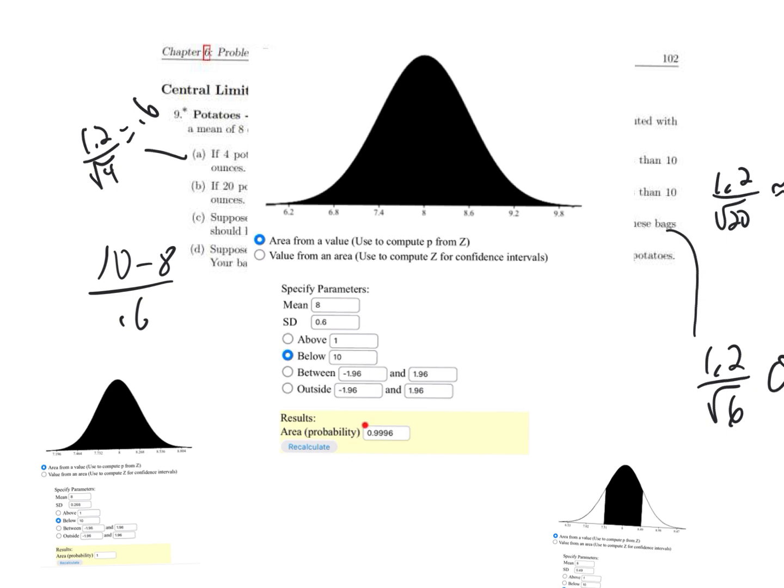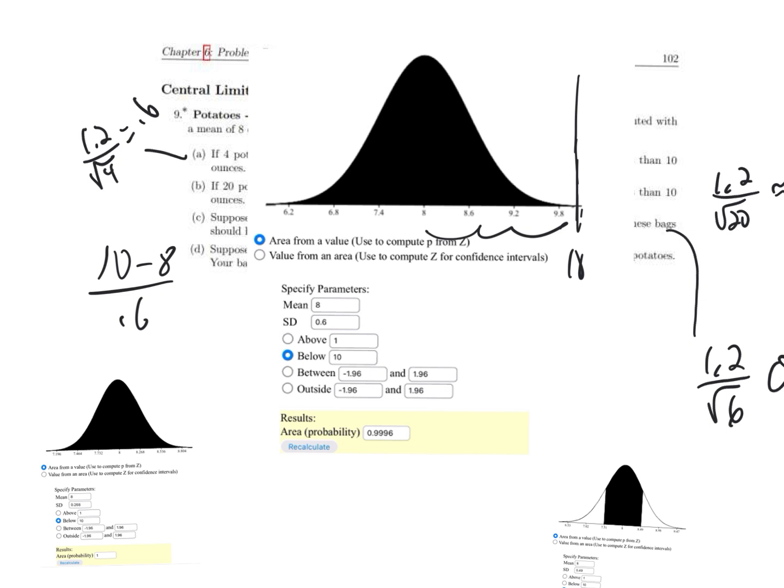And they're showing me almost 100%, almost all of it. Why is that such a high probability? Well, if you look at the scale on the bottom, a bag averaging 10 ounces is probably somewhere around here. Do you see how almost all the distribution is less than that? It's more than three standard deviations above the mean, so it's way out there.